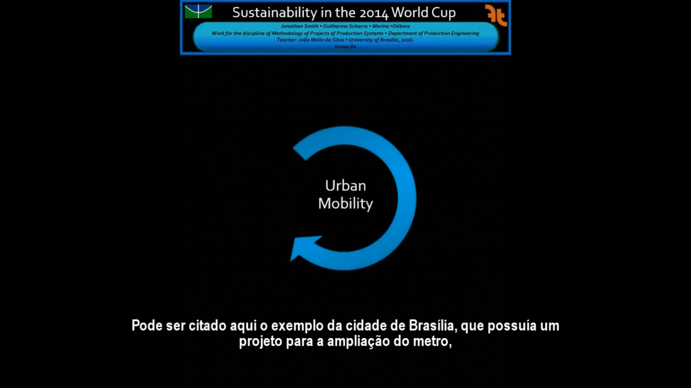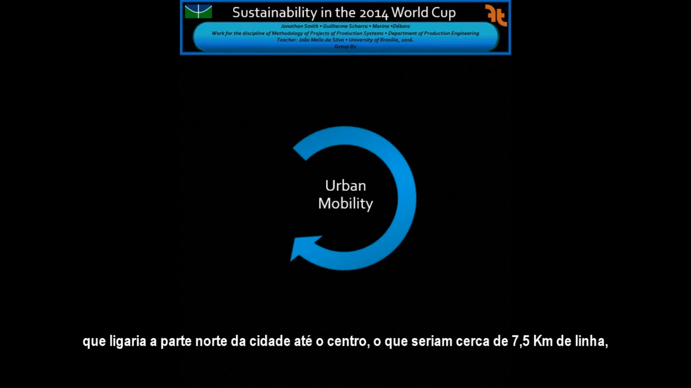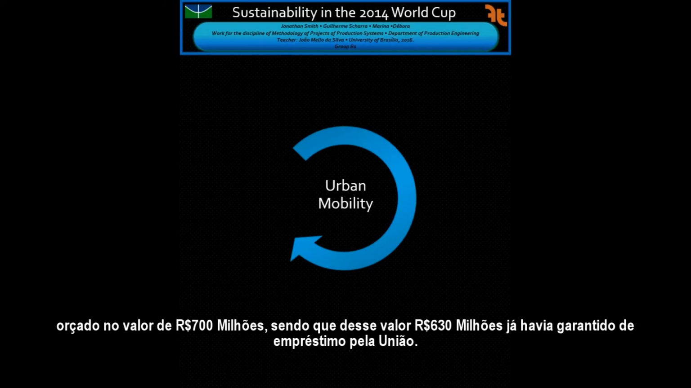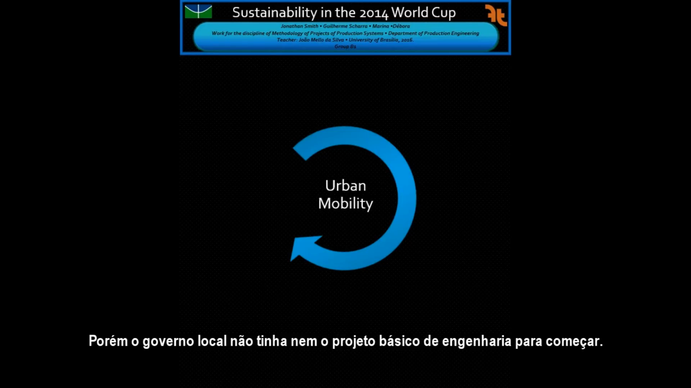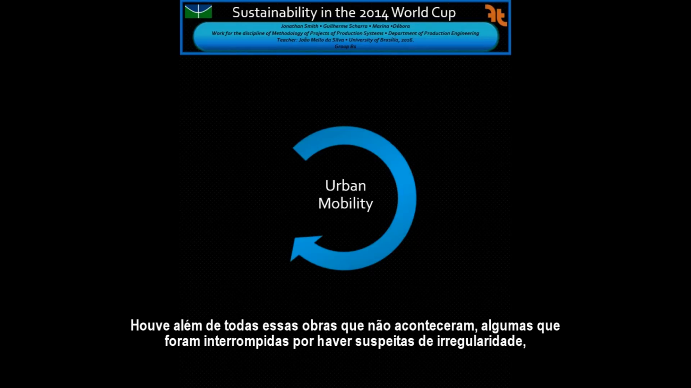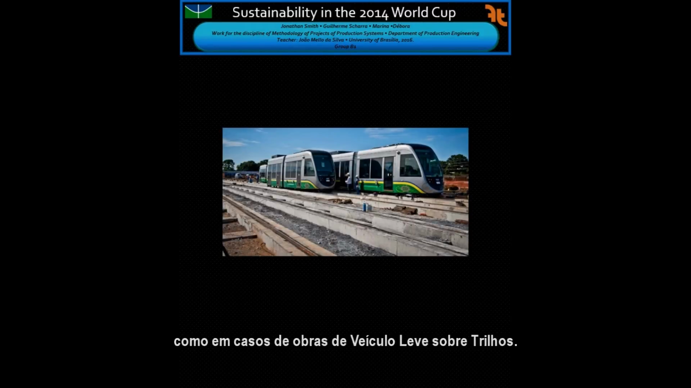It is valuable to use Brasília as an example. The city had a project of subway expansion which would connect the north region to downtown, that is 7.5 kilometers of metro line, with an estimated value of 700 million, of which 630 million would be loaned by the union. But the local government did not have a basic engineering project to start the construction. Besides all this construction that was not carried out, some was interrupted for suspicion of irregularities, such as the light rail.